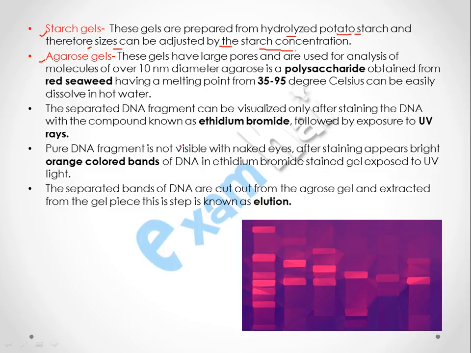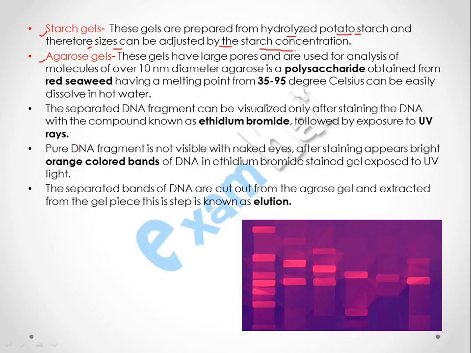So starch gel is prepared from hydrolyzed potato starch, and the size which we actually require to find a DNA fragment, the size of the particular DNA that we actually want for our experiment. To capture that particular DNA, we will adjust the size of the pores. Okay, so how will we adjust it? By adjusting the concentration of starch.